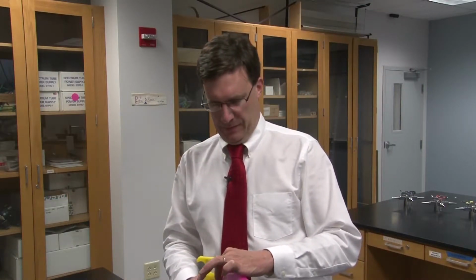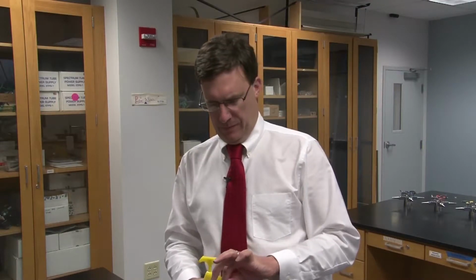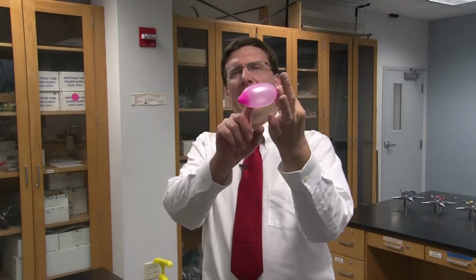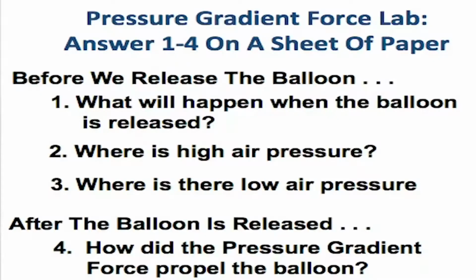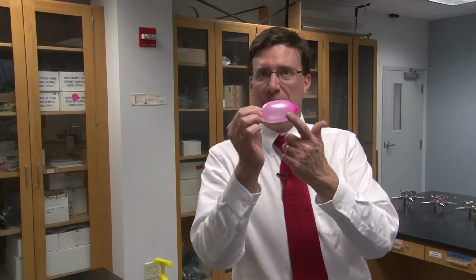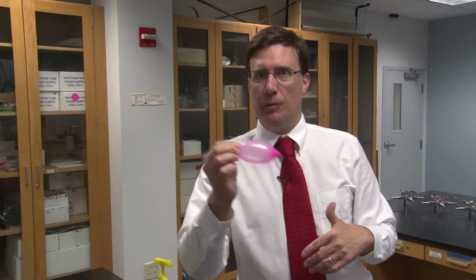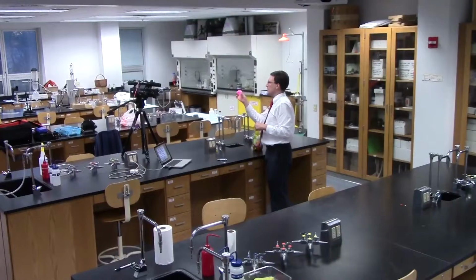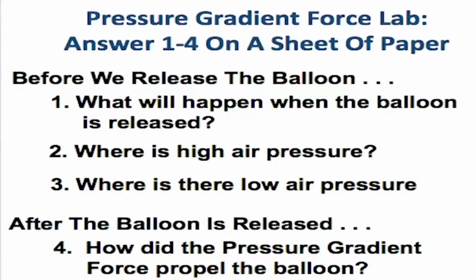A lot easier than blowing it up. So now this air in here is under pressure. There's high pressure inside the balloon and there's low pressure outside the balloon. What's going to happen when I let go of the balloon? Where is the high pressure and where is the low pressure? Well, obviously the high pressure is inside and the low pressure is outside here in this room. So when I release it, the high is going to go into the low and the balloon is going to fly away. The pressure gradient force propelled the balloon across the room.